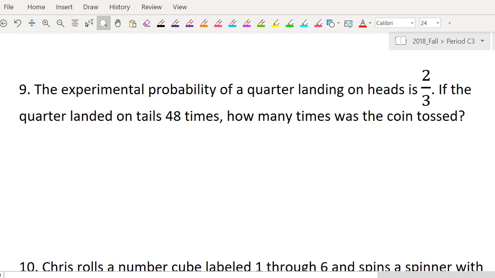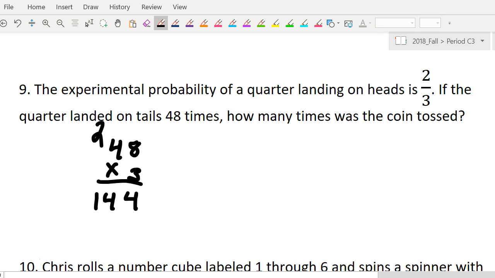All right, experimental probability is 2/3. The quarter landed on tails 48 times. So tails was 1/3. So we need to multiply by 3. Ooh, that's awesome. This is a cool problem. Write it down. It'll be your exit ticket. That's why I told you guys not to pack up. So there were 144 total, right? How many times was the coin tossed? Yeah, 144 times. Because tails was only 1/3, so we multiply times 3.